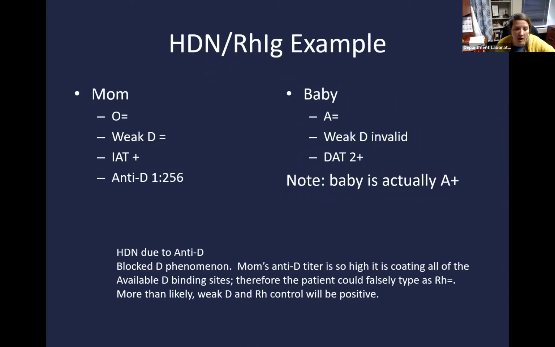All right, so this is the blocked D phenomenon. Baby does have hemolytic disease of the newborn due to anti-D. And then because mom's anti-D titer is so high, it is coating the baby's Rh positive cells. And a good way to identify this right off the bat is when you are doing your weak D testing on your baby, your weak D tube is going to be positive as well as that Rh control. So then you're going to have to do some further investigations.